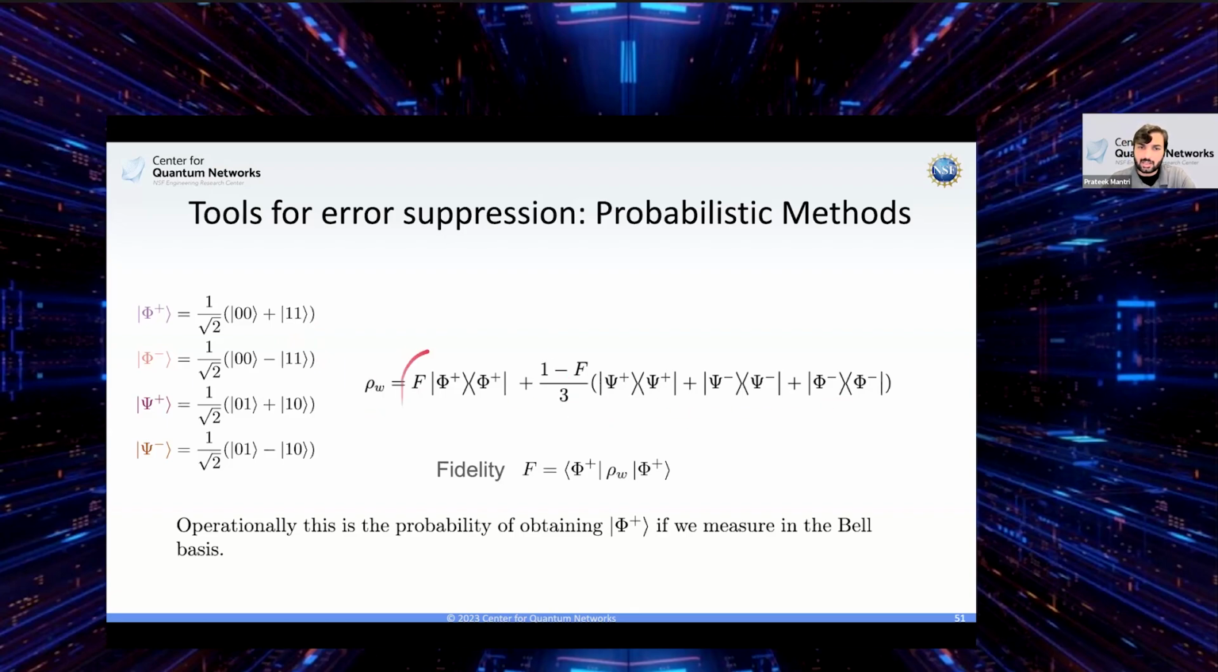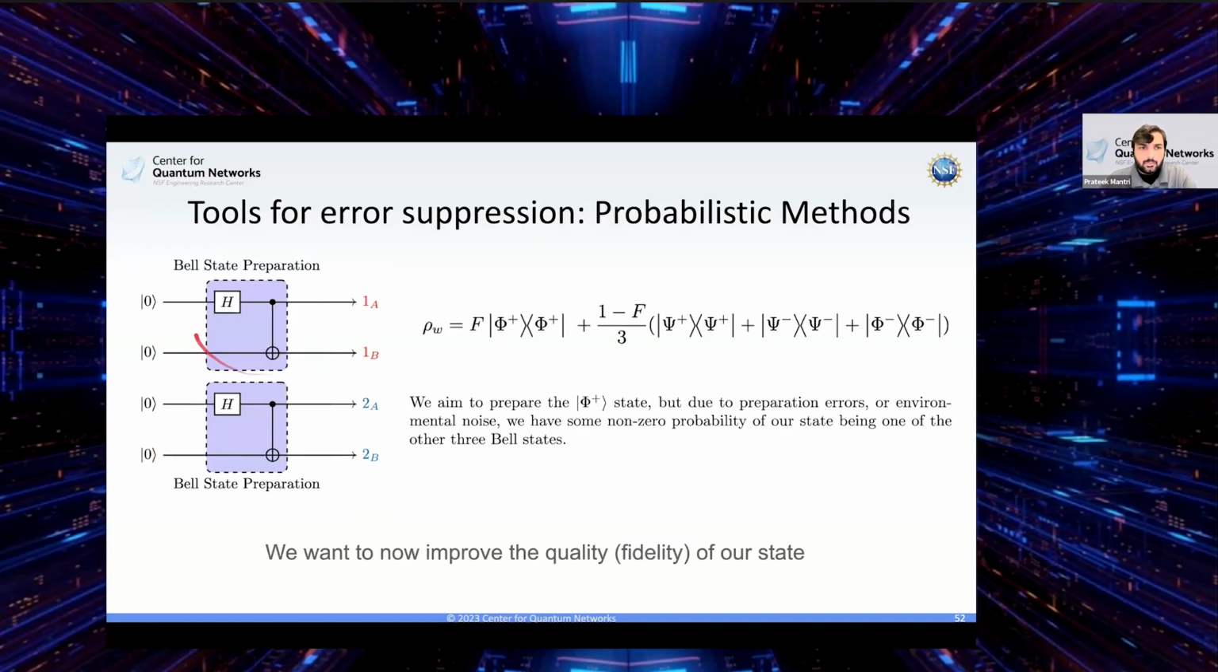The probability of getting the phi plus state is F, and the others are (1 minus F) by 3. This is what is called the fidelity, and this representation is what we call the Werner state. And this is the probability of obtaining the phi plus if we measure in this space.